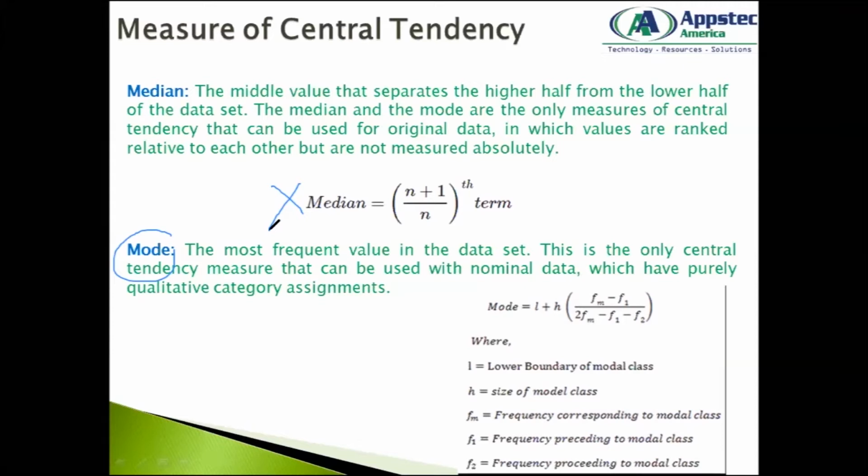But this is the theoretical part that we are learning. Then we will go into the hands-on later. I'm explaining to you mathematically how the formula works. So what is mode? The most frequent value in my data set.